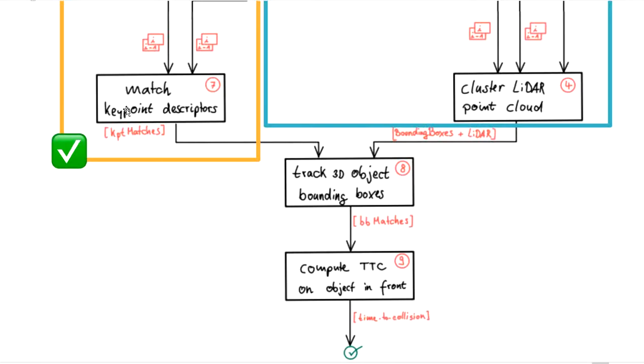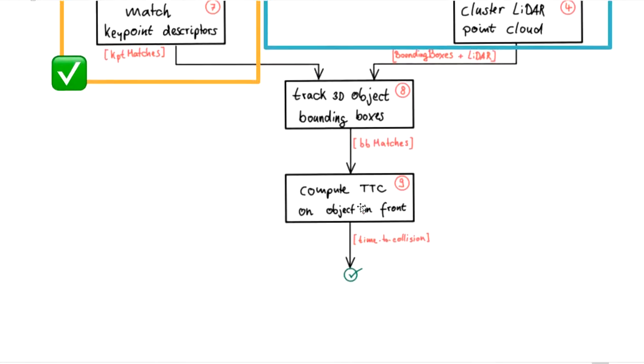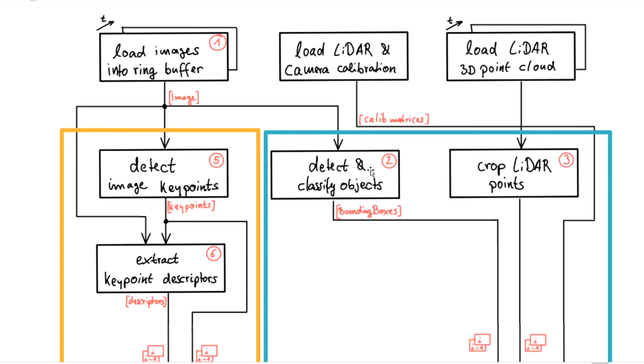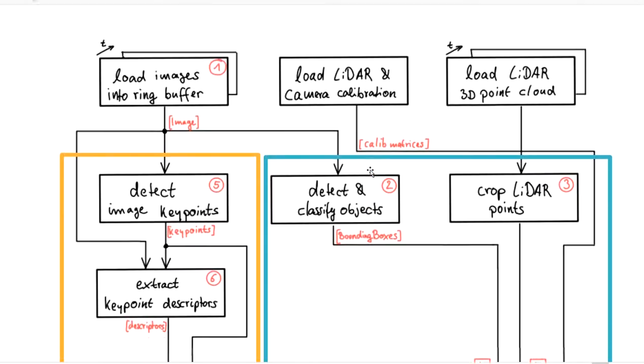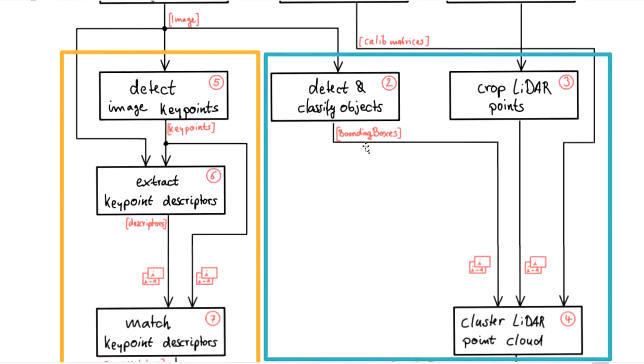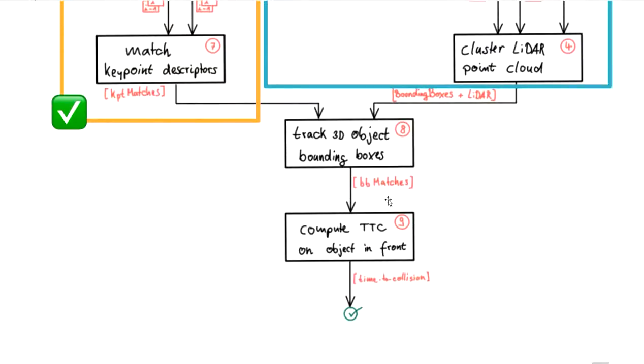After that, they combine the matching of key point descriptors with the bounding box and the lidar data points. They combine them together and track the 3D object bounding box. And after that, they compute the time to collision with the object in front. That's the whole CAS system working principle. I hope you understand this principle, step by step, how we do it. The purpose is to compute the time to collision with the object in front, right?